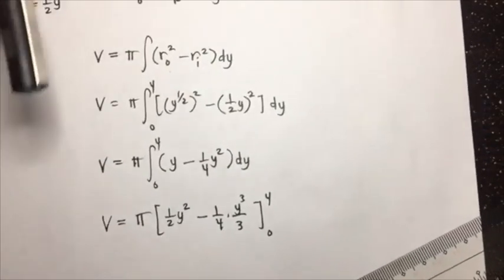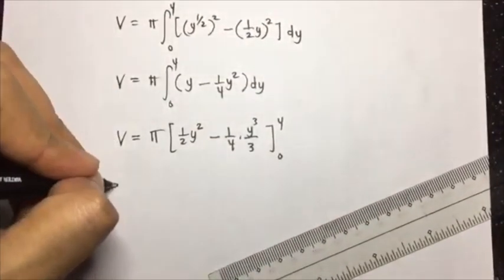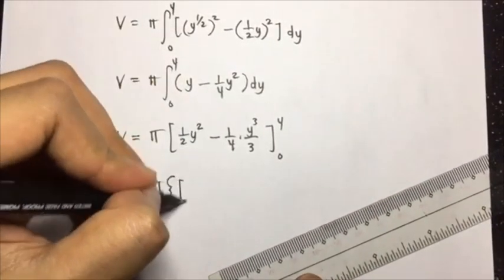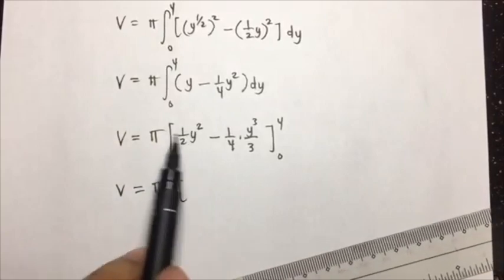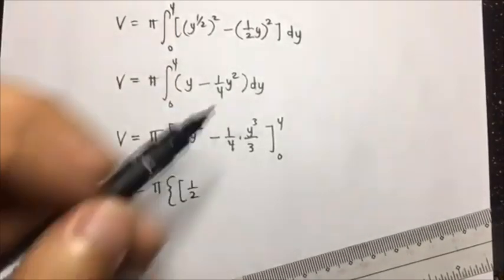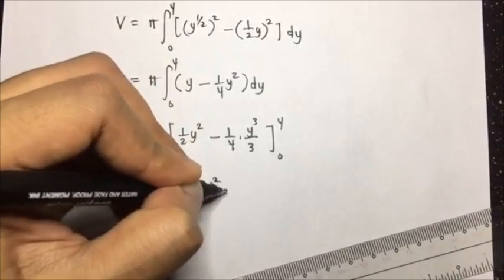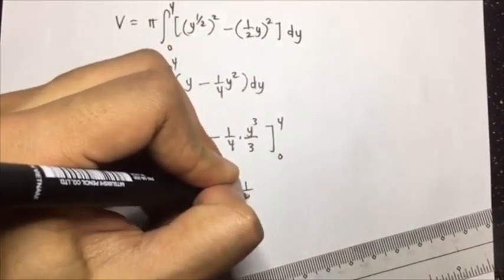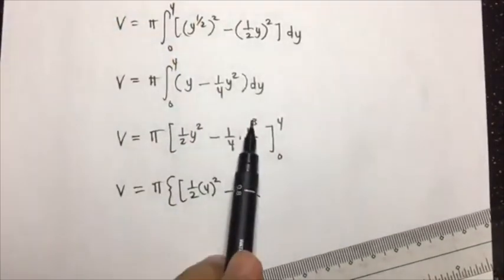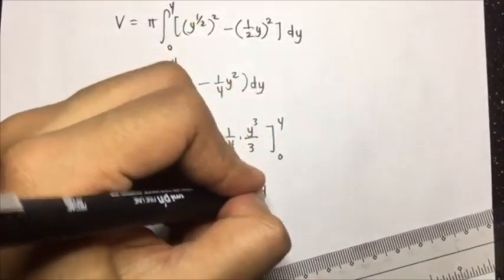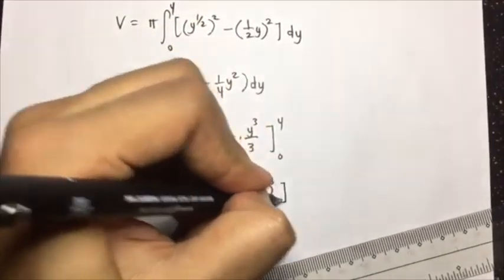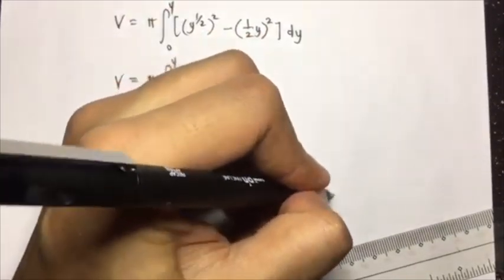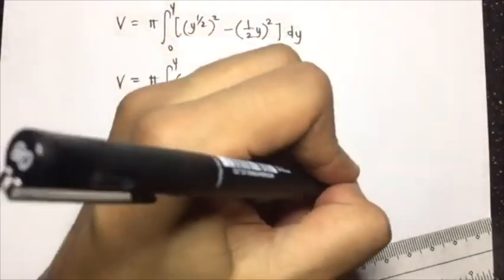Okay, so volume now is equal to, substituting the limits, pi, substituting the upper limit, so we'll have 1/2 times upper limit of 4 squared, minus, we have 1/4 times 1/3, we have 1 over 12, and then y cubed, so we have 4 cubed. Okay, minus, if we substitute the lower limit of 0, we will get 0 for the first term and 0 for the second term.